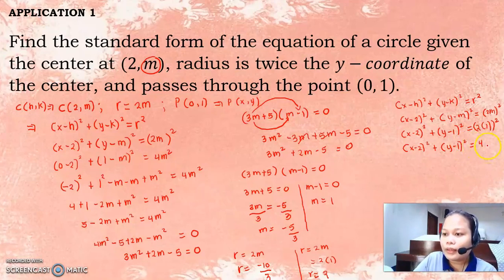So it is now our standard form of the equation of a circle given the condition that the center at 2m, radius is twice the y-coordinate of the center, and passes through the point 0, 1. So it is now our end of solutions.